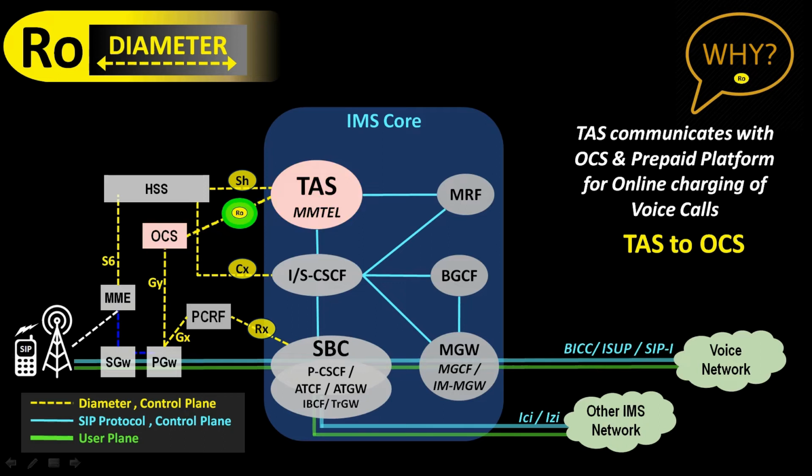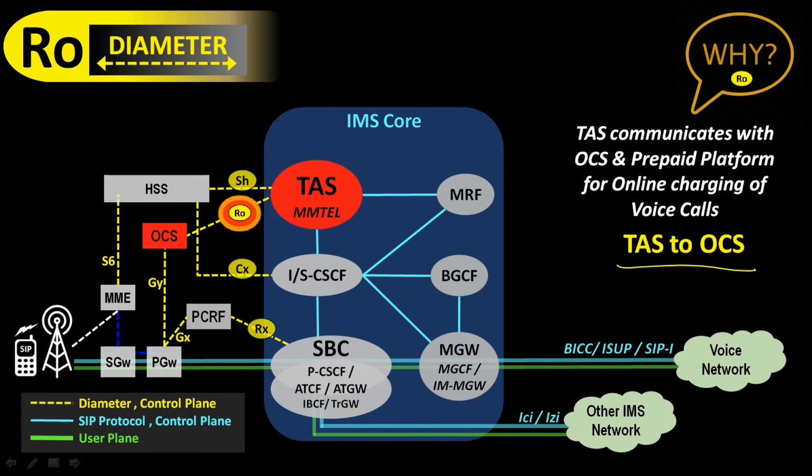The next one is the Ro interface. The Ro completes our journey of Diameter links in the VoLTE network. This is a link between the TAS and the OCS. The TAS communicates with the OCS, which is our prepaid billing and charging platform. The TAS communicates with the OCS for online charging of our voice calls.